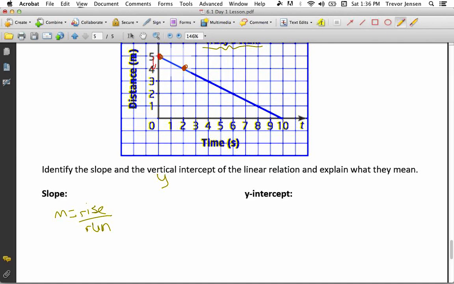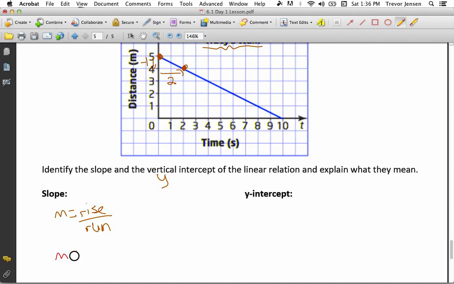If I go down 1, I know that gives me a negative rise, so -1 for my rise. And I have to go right 2 units. Going to the right 2 gives me a positive run of 2. So my slope is equal to -1 over 2.